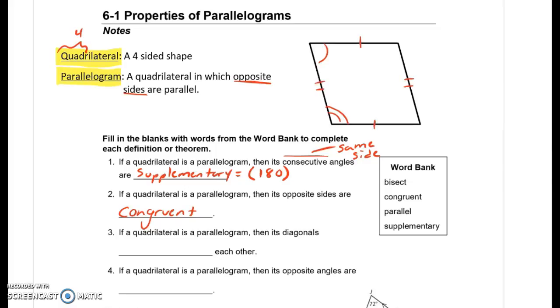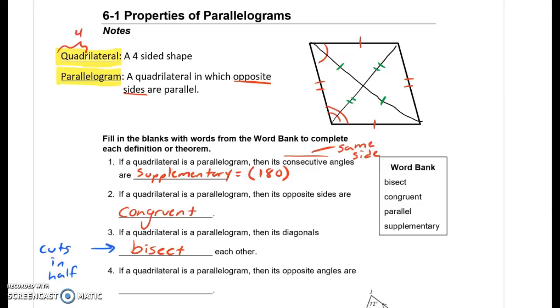Number 3, if a quadrilateral is a parallelogram, then its diagonals bisect each other. Remember, bisect means cuts in half. So if I draw my bisectors, there's one diagonal, there's another one. They cut each other in half, which means this piece is the same as this piece, and this one is the same as this one. Notice that the green does not match the red, therefore they are different segments.